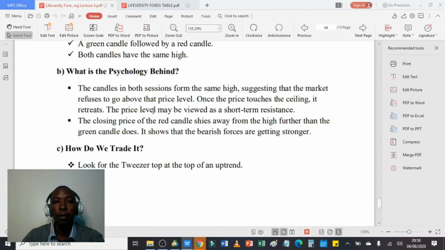The candles in both sessions form the same high, suggesting that the market refuses to go above the price level. Once the price touches the ceiling, it retreats. The price level may be viewed as a short-term resistance. The closing price of the red candle shies away from the high further than the green candle does. It shows that the bearish forces are getting stronger.